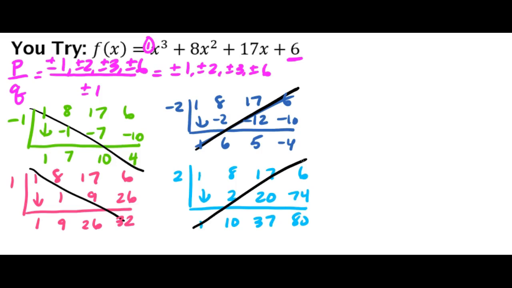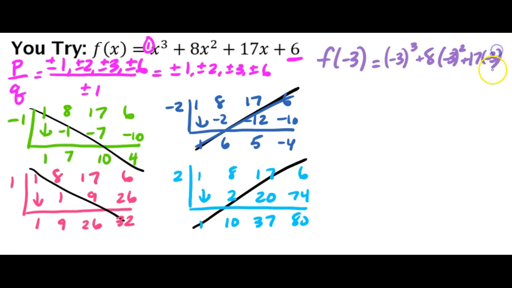So the last ones I'm going to do by plugging in. So I'm going to do negative 3 first. So I'm going to do f of negative 3. And what I'm going to do is take my original problem and plug in negative 3 wherever there's an x. So that would be negative 3 cubed plus 8 times negative 3 squared plus 17 times negative 3, I'm running out of room, and then plus 6. So now I'm going to plug this into my calculator and see what I get. And I finally get 0. So I know that negative 3 is one of my solutions.